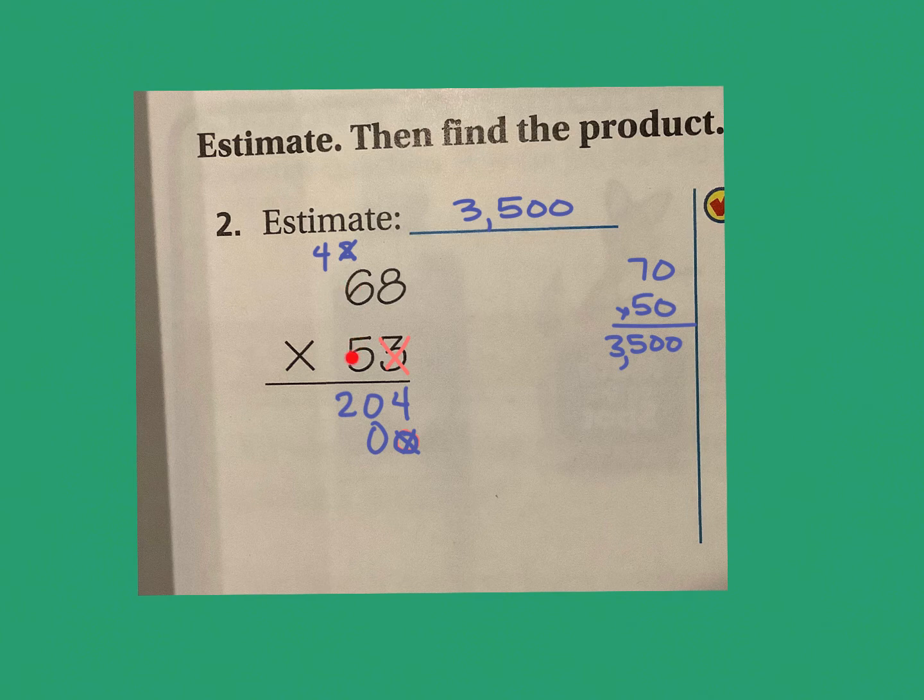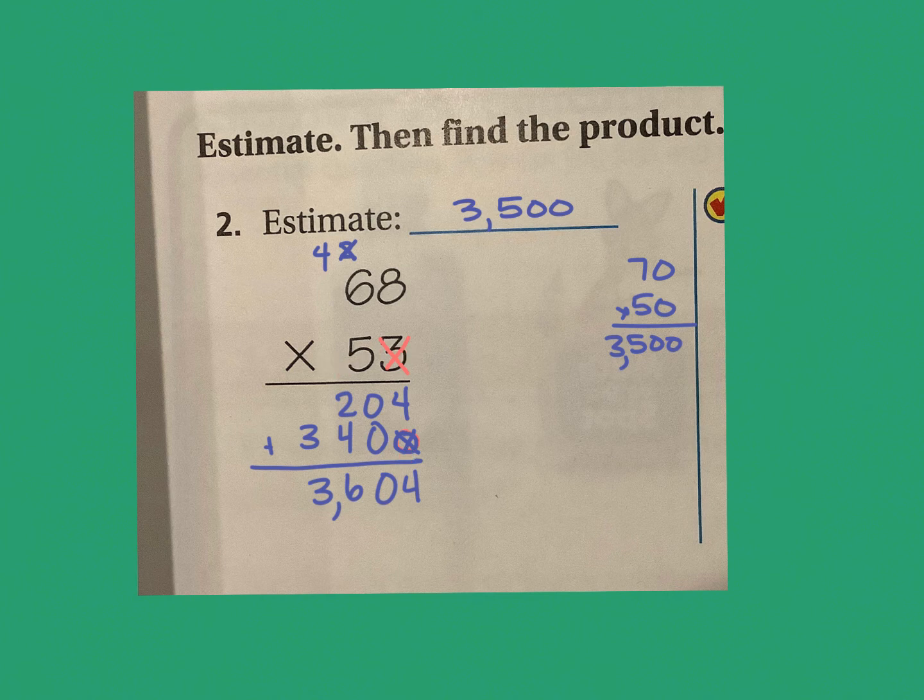5 times 6 is 30 plus 4 makes 34. Add those partial products together, and I got 3,604, which is reasonably close to 3,500. So that sounds right. Let me show you a common error that happens.